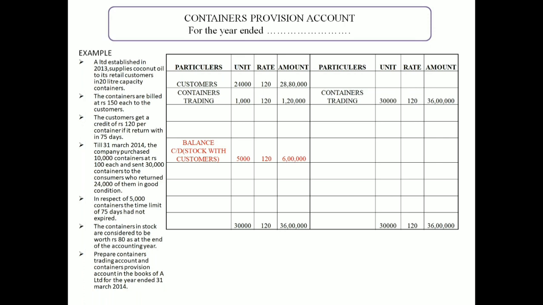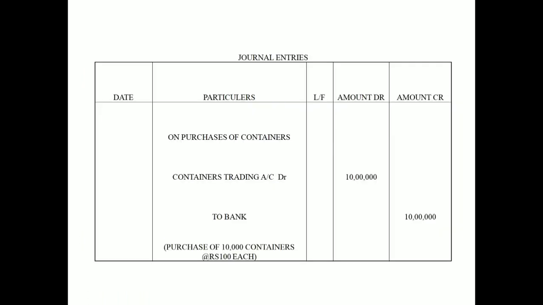What are the major journal entries of this particular accounting situation? See, this is the first journal entry, on purchase of containers. That is containers trading account debit to bank. That means purchase of 10,000 containers at the rate of rupees 100 each. When you purchase the containers, containers trading account debit to bank, that is 10,000 into 100, that is equal to 10 lakh, is the amount that you put on the debit and credit side of this journal entry.